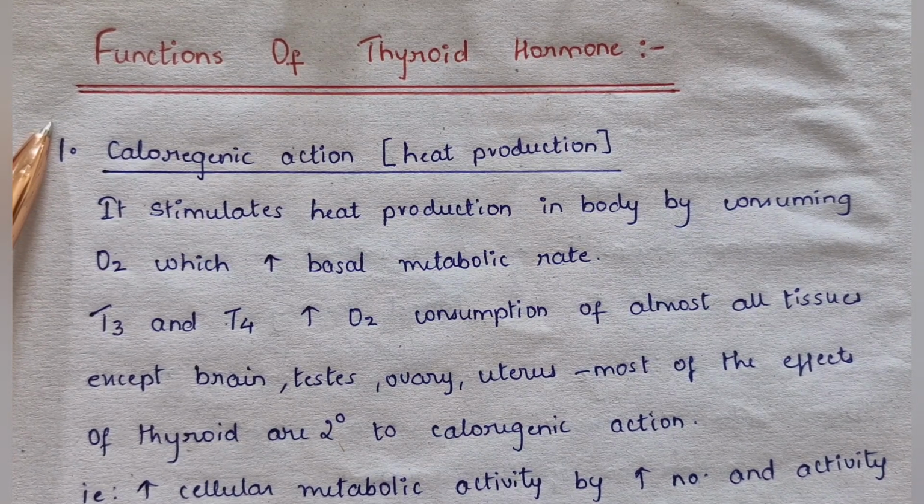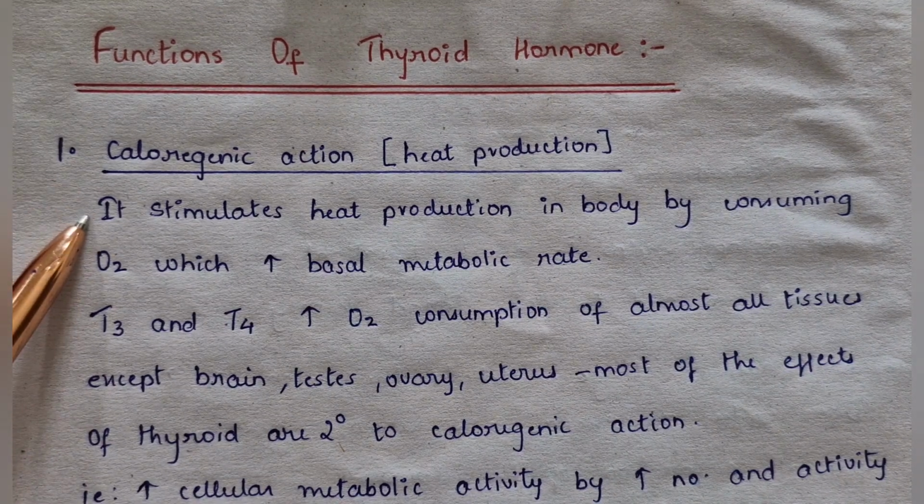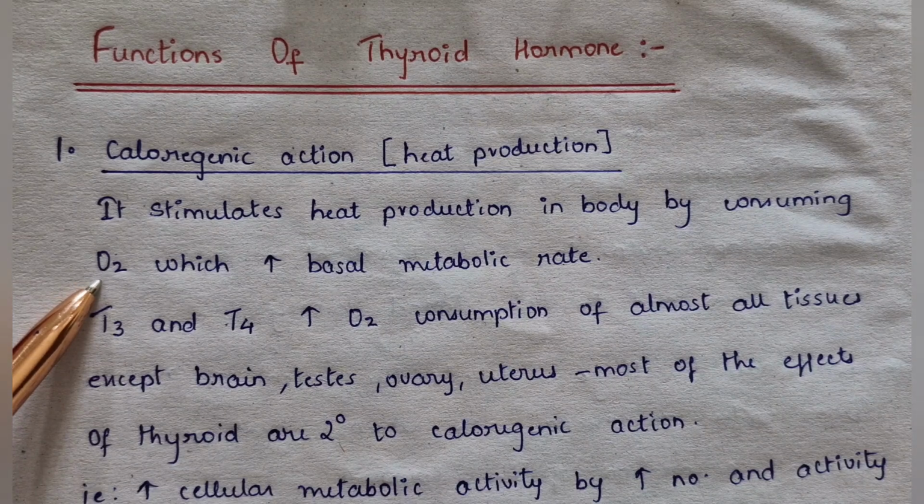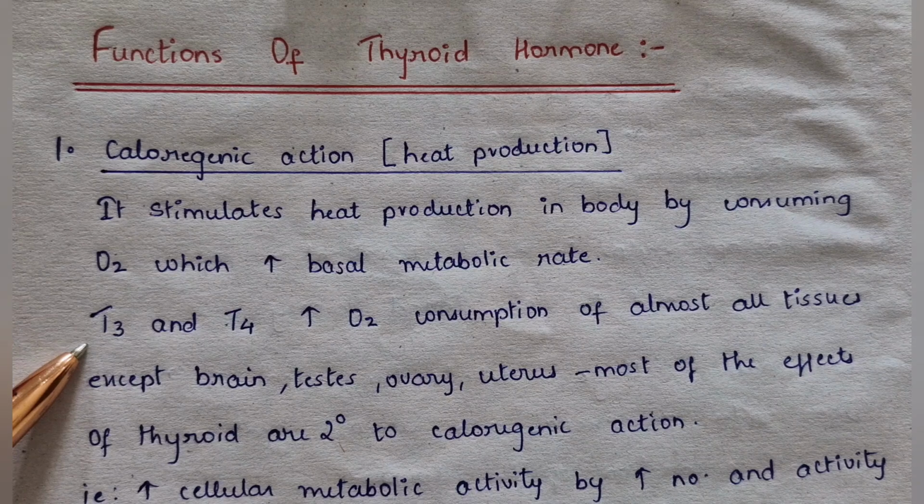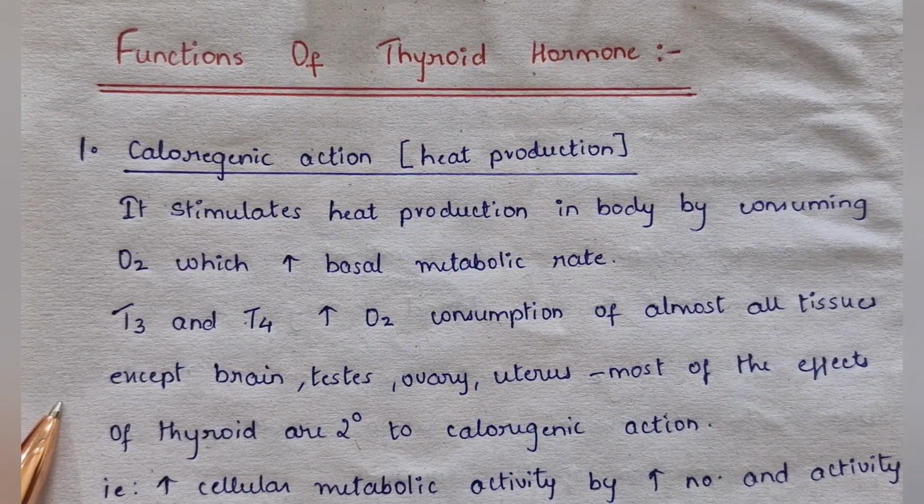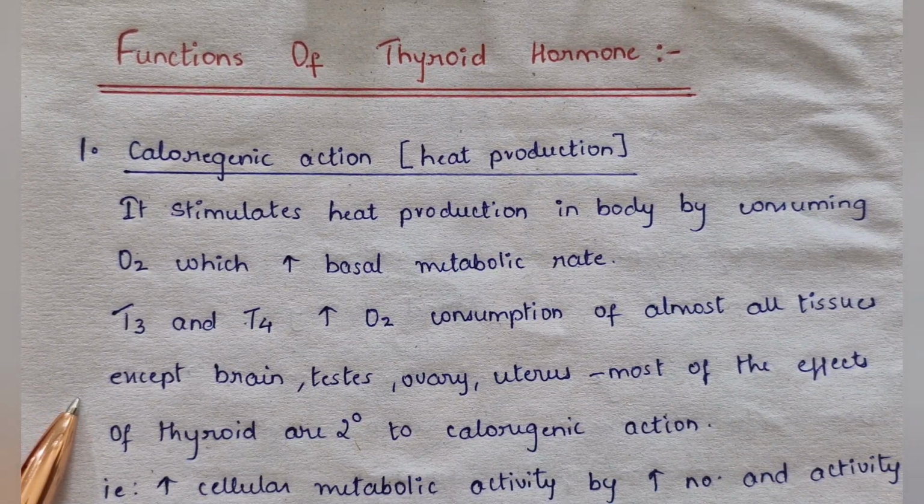Functions of thyroid hormone. The first one is calorigenic action, that is heat production. It stimulates heat production in the body by consuming oxygen, which increases the basal metabolic rate. T3 and T4 increase oxygen consumption of almost all the tissues except the brain, testes, ovary, and uterus. Most of the effects of the thyroid hormone are secondary to calorigenic action.